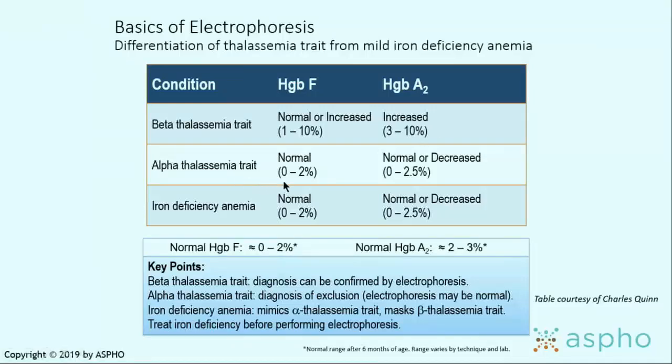In alpha thalassemia trait, the fetal hemoglobin is normal and the A2 is not affected. And then in iron deficiency anemia, they're both normal. So the hemoglobin can often help you identify beta thal trait. It doesn't always rule out alpha thalassemia trait.